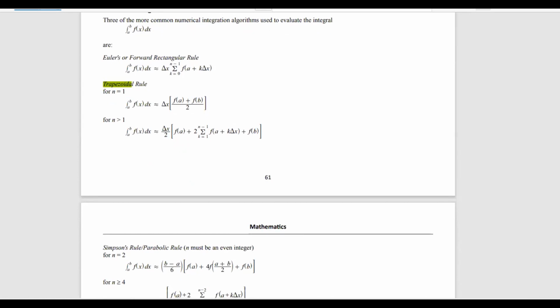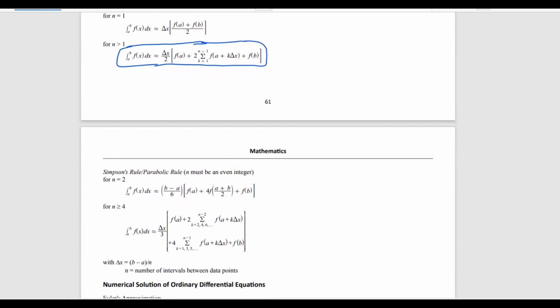So for n equals 1, we use this formula. For n greater than 1, which is our case, we have 6 intervals. We're going to have to use this formula over here. We have delta x. If we scroll a little bit more, you're going to find a formula for delta x, which is b minus a over n, and n is the number of intervals between data points, where a and b are the extremities of the interval.